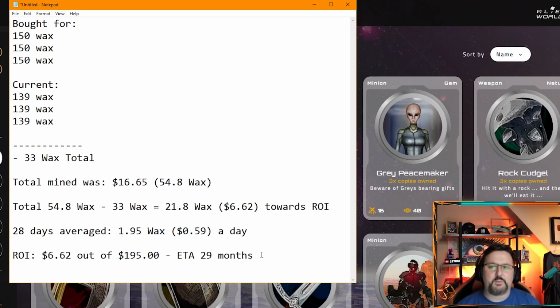So ETA would be about 29 months to get my money back at this rate, assuming the tools keep going down this much. If not, it would be quicker. I'd probably say a little less than half. So I would go with about 13 months, I would say, if the tools stay steady and they don't go down anymore. Probably looking around 13 months to ROI.